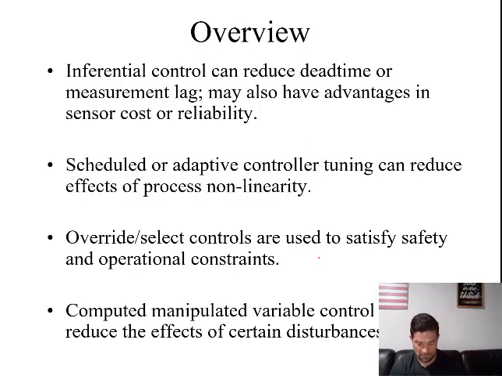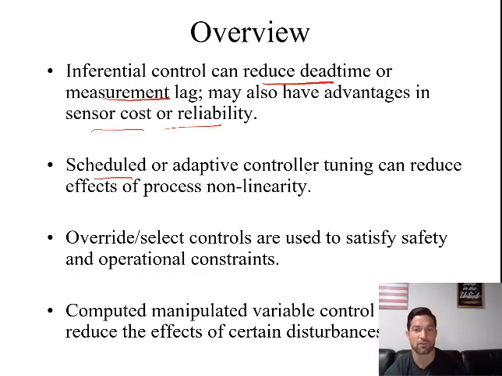Okay, so let's wrap this up a little bit. We have a few things that we talked about. We said inferential control can be used to reduce dead time or measurement lag, and it also has advantages in cost and reliability. The main thing you need to know about inferential control is that you're using the knowledge or correlation between two variables to control using easy and cheap measurement methods like temperature, pressure, and flow.